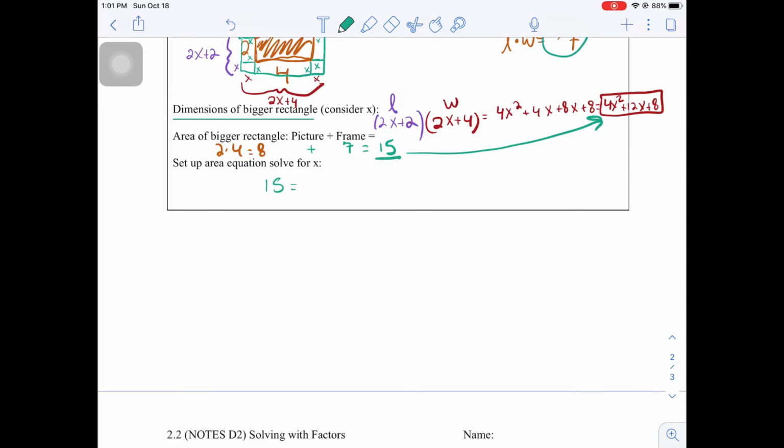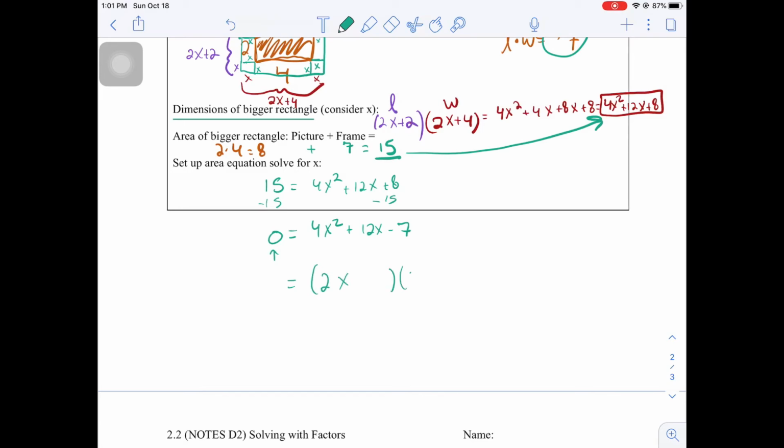So now we're going to set those two things equal. 15 is equal to 4x squared plus 12x plus 8. We subtract the 15 from both sides. We have to do that so that we can factor this problem. So 4x squared plus 12x minus 7. Okay. Since it's set equal to 0, now we can factor.